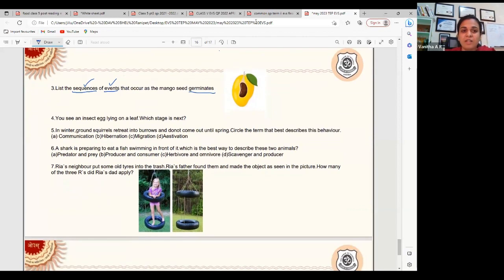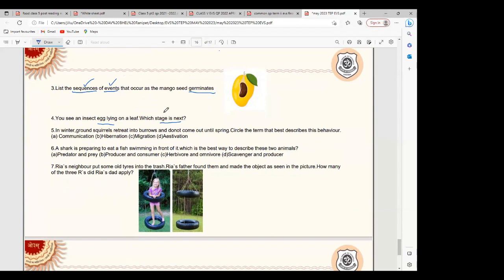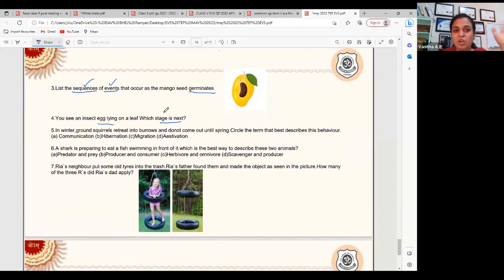Next: you see an insect egg lying on a leaf. What stage is next? What is a simple way of asking this question, teacher? Generally, what is the question asked? I hope you have understood the answer. But what question do we ask in exams for this? Directly we ask about the life cycle. Draw and label the life cycle of some insect. But if you want to put it in 1 mark, or test what the next stage is, what is the next stage of this stage?